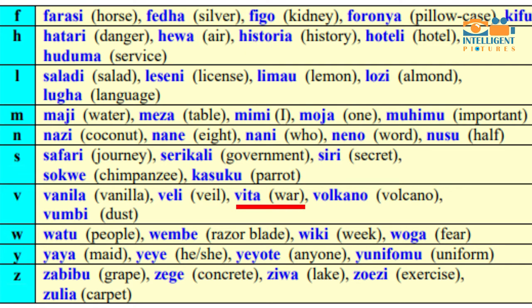Next, it's vita. Vita means war, okay? Vita means war, to fight, okay? Vita means war.